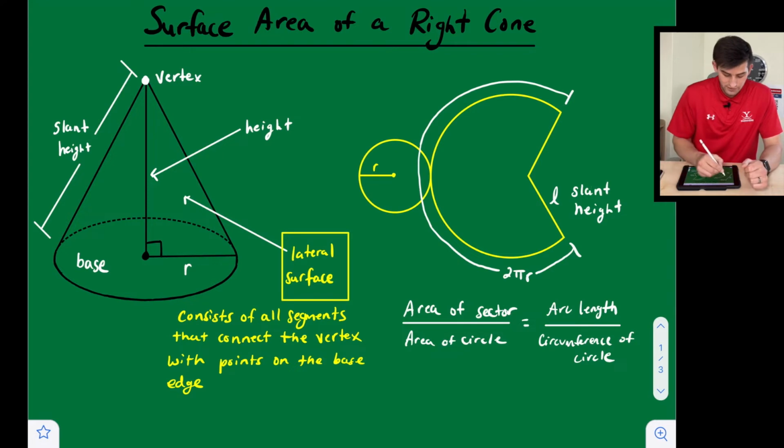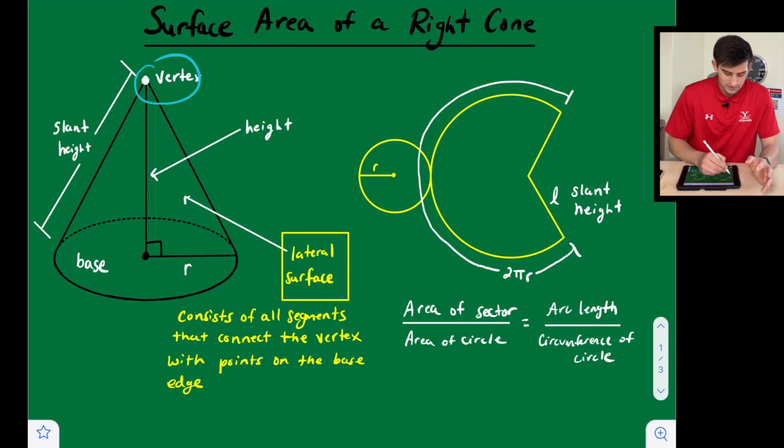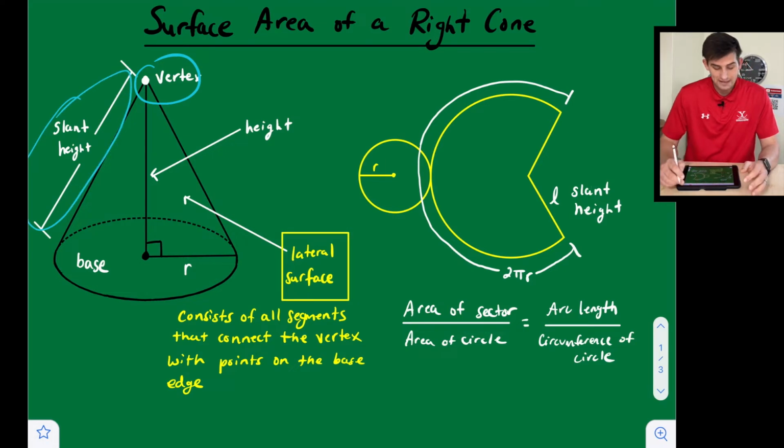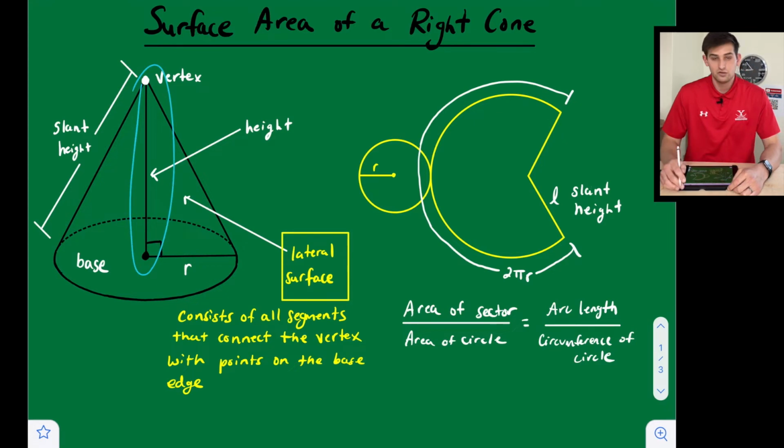If we look at the very top, that is the vertex of our cone. If we look to the left of that, we have what's called the slant height. That's our diagonal distance, kind of like going up the side of the cone. And then we have our height, which is the vertical line from the vertex to the center of the circle, which is our base at the bottom.